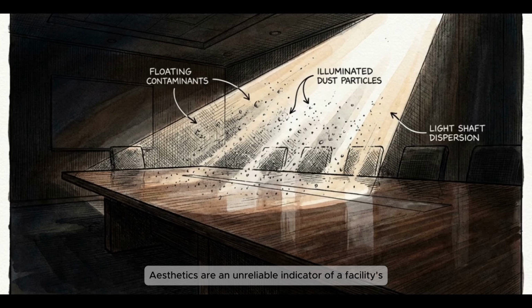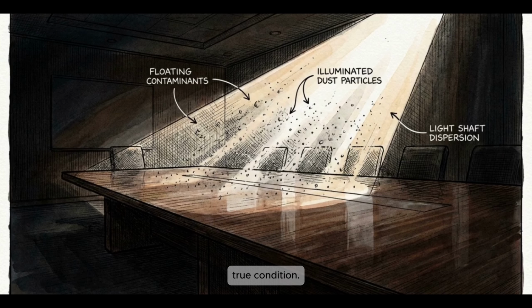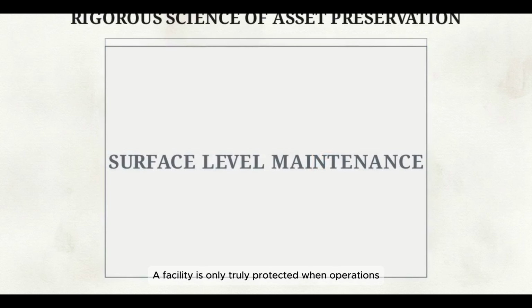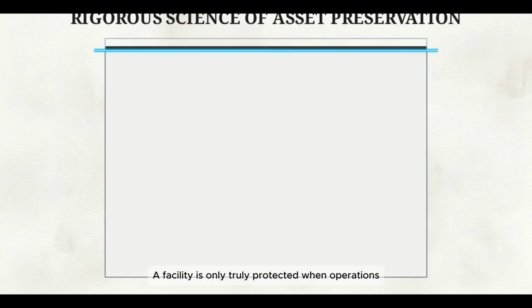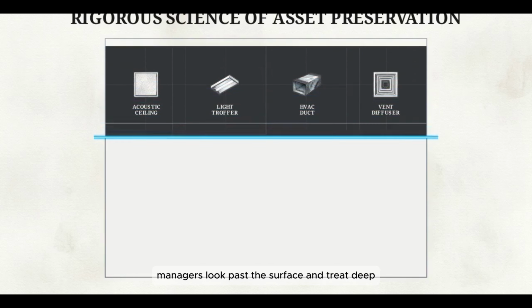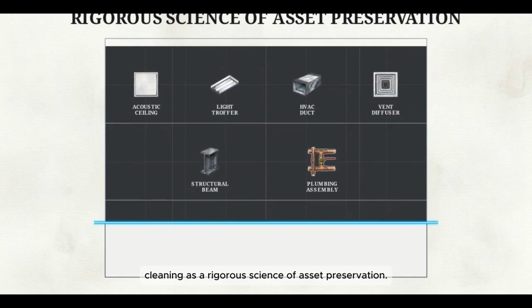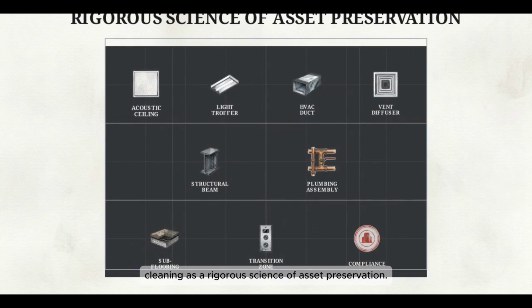Aesthetics are an unreliable indicator of a facility's true condition. A facility is only truly protected when operations managers look past the surface and treat deep cleaning as a rigorous science of asset preservation.